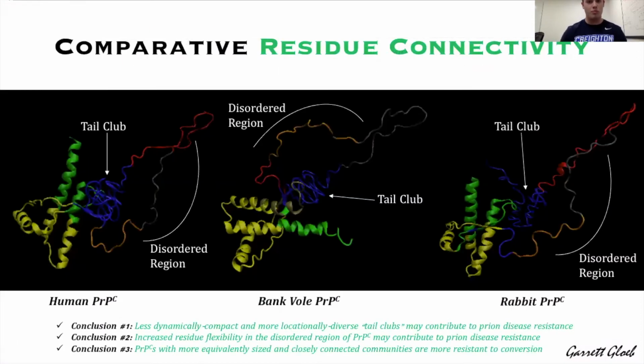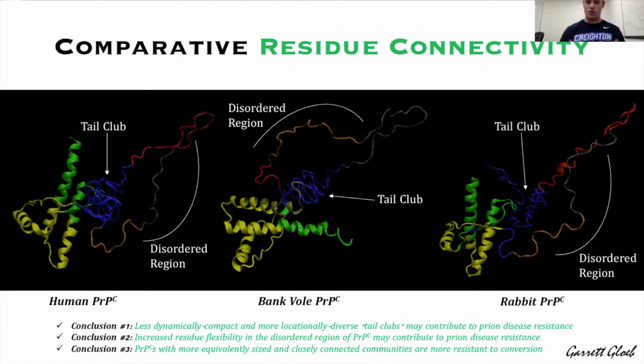So then we performed again in R a residue connectivity analysis. Here you can see the tail club regions and the disordered regions. We found 3 conclusions. The first is that when we have a less dynamically compact and more locationally diverse tail club region, it contributes to prion disease resistance, theoretically.